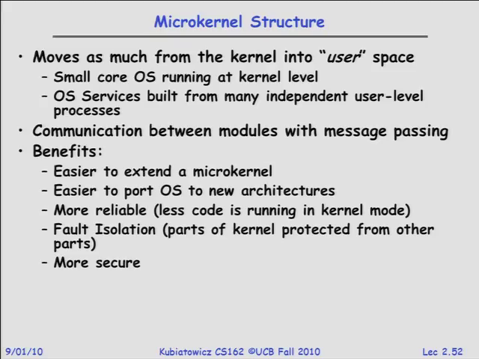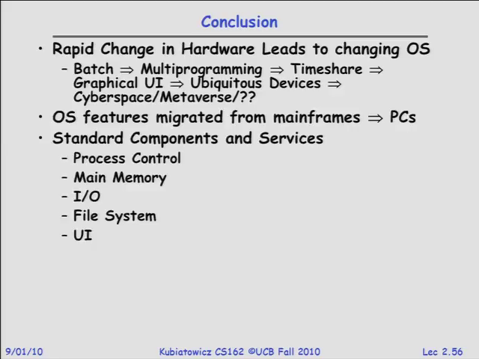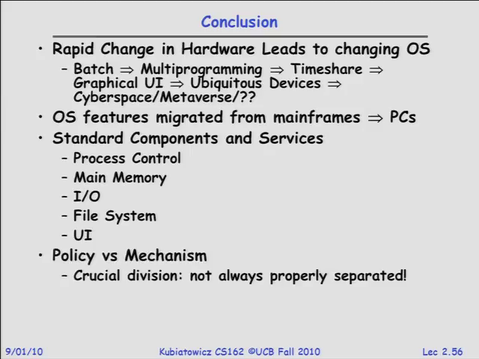But in conclusion, we talked about how a very rapid change in the hardware leads to changes in the OS. You could basically see that complexity creeping in. We went from batch to multiprogramming to time sharing to graphic interfaces to ubiquitous devices to, I don't know, cyberspace. Where are we now? OS features migrated from mainframes down. Standard components are things like process control, main memory, I/O, file systems, user interfaces. And finally, the one thing you take away from today is policy versus mechanism. We've been talking a lot about mechanisms. The question will be how to use them to get the policies we want.